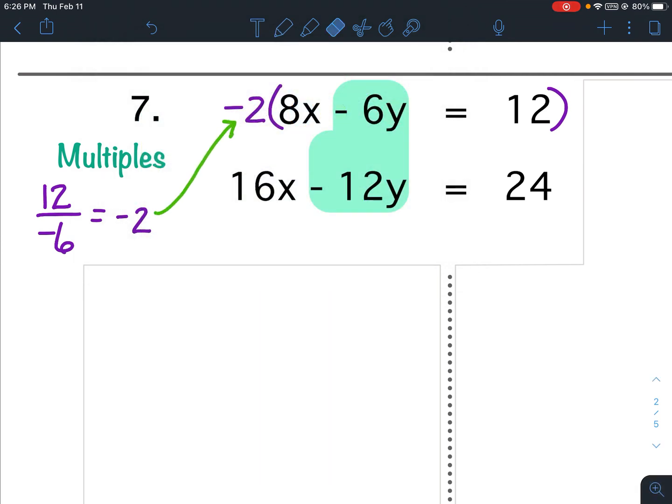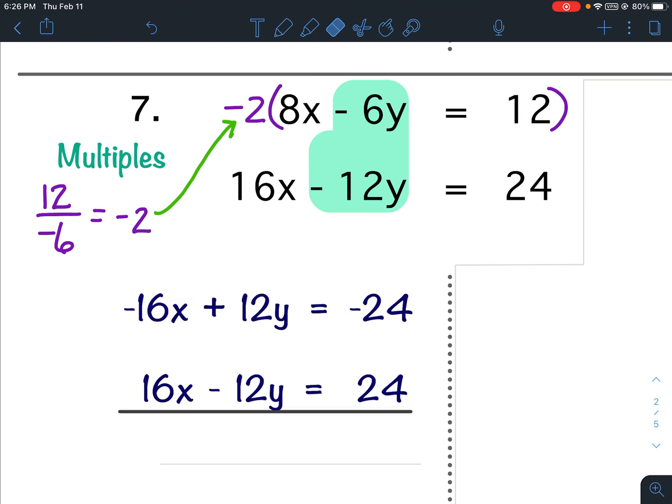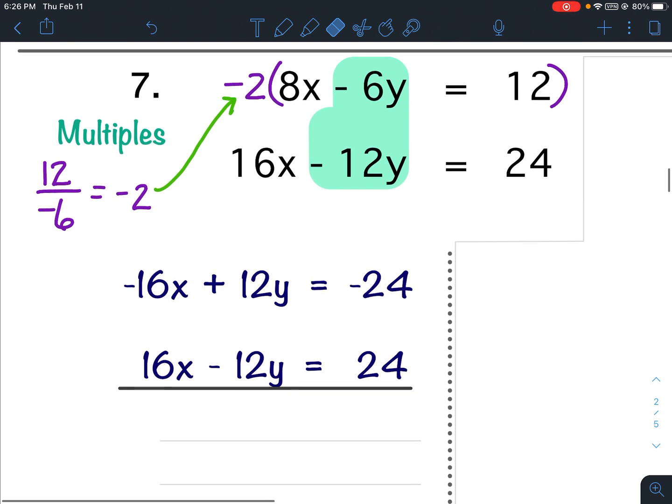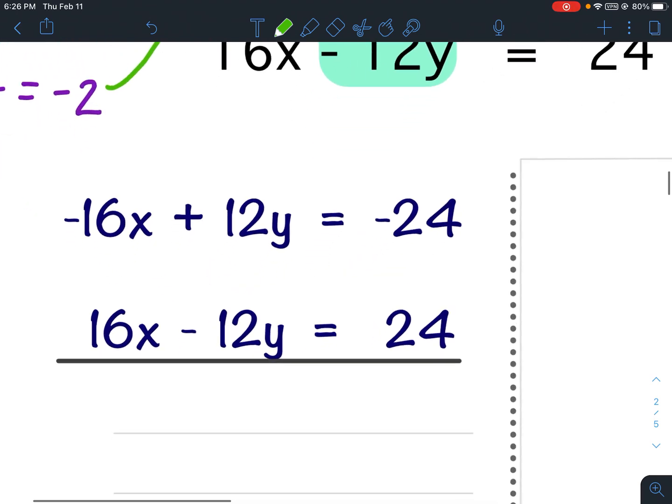When I do that, negative 2 times 8 is negative 16x. Negative 2 times negative 6 is positive 12y. Negative 2 times 12 would be negative 24. So my equations would look like negative 16x plus 12y equals negative 24. The bottom equation will stay the same, 16x minus 12y equals 24. All right.